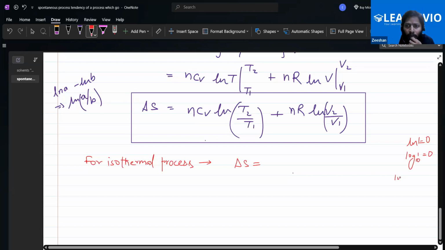Let me give you an example. If you take x and here is 1, if you put 0 only, anything to the power of 0 is 1 only, right? X to the power 0 is 1. So this is the thing. ln means what? Log base e, right?